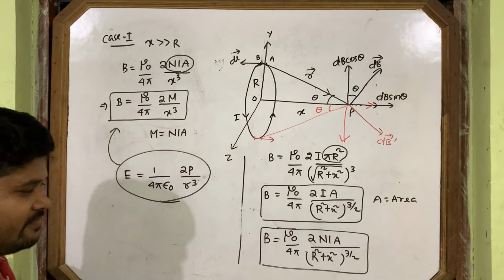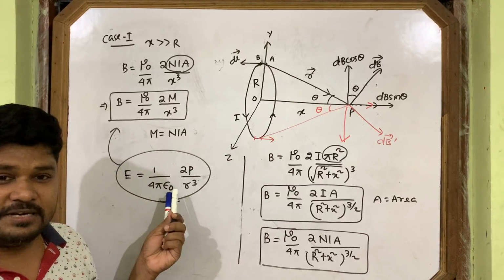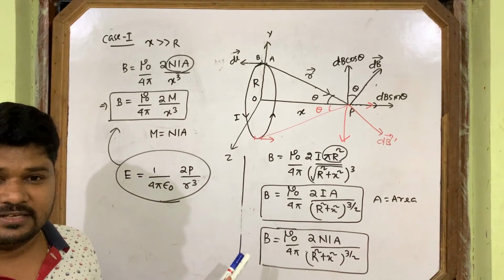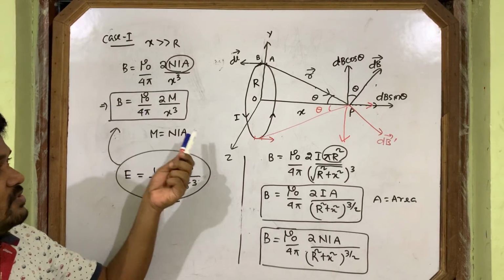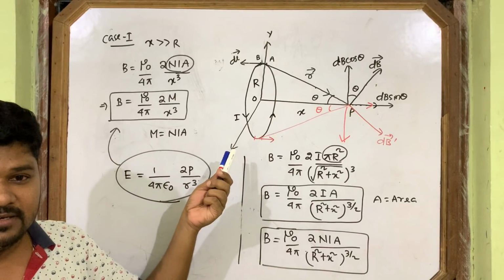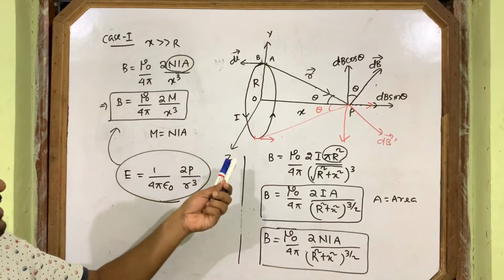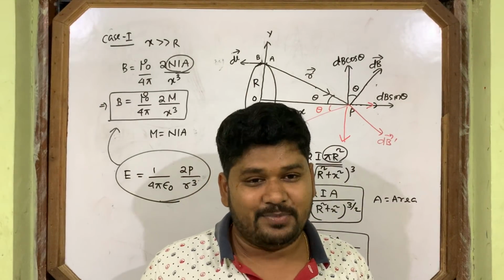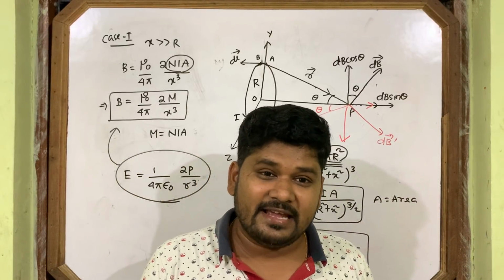Everything is the same. This is the expression of electric field intensity due to an electric dipole at any point on the axial line. This is the expression of magnetic field intensity due to a circular coil, but similar to an electric dipole. So a current carrying circular coil behaves like a magnetic dipole.